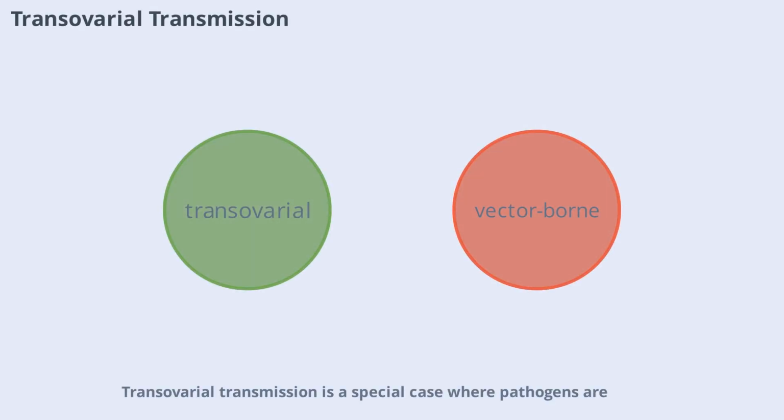Transovarial transmission is a special case where pathogens are passed from parent insects to their offspring through eggs. This method is important in the life cycle of some vector-borne diseases, ensuring the pathogen persists in the environment.